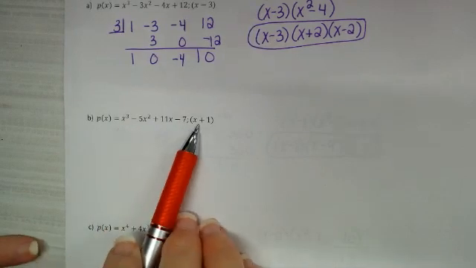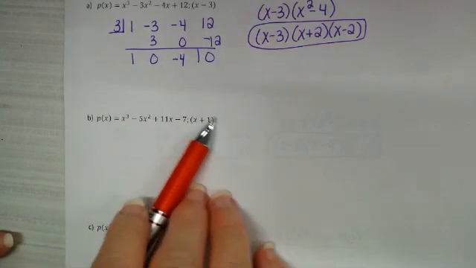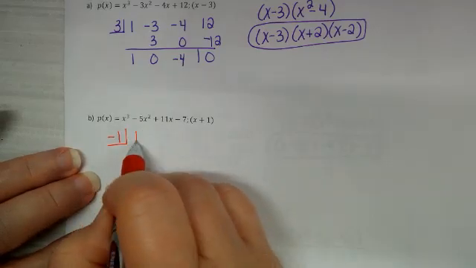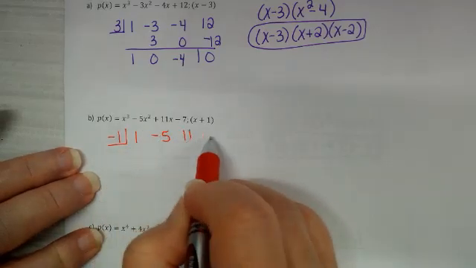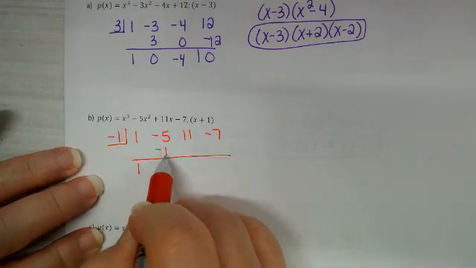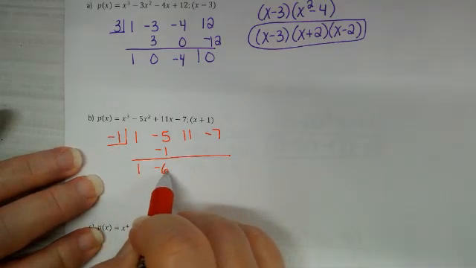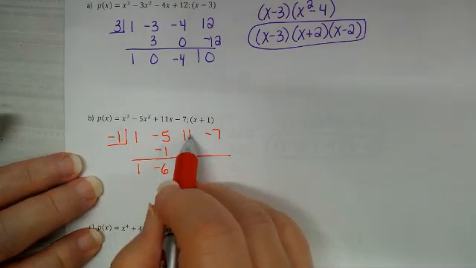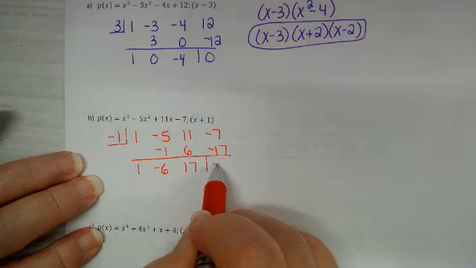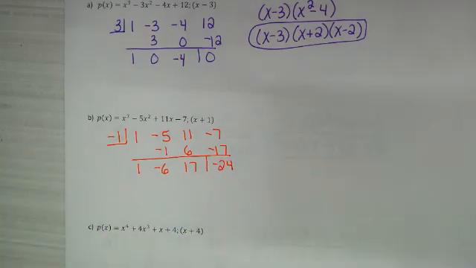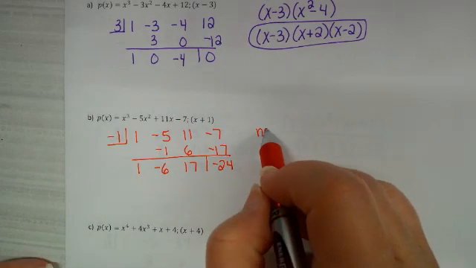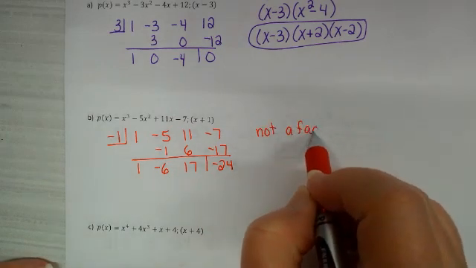Let's try this one, x plus 1. Take the 0 of your factor, which is negative 1, and then we'll list just our coefficients. Bring it down and multiply. Add those together and multiply. Add those together and multiply. Is x plus 1 a factor of p of x? Not a factor. So we cannot factor it any further.